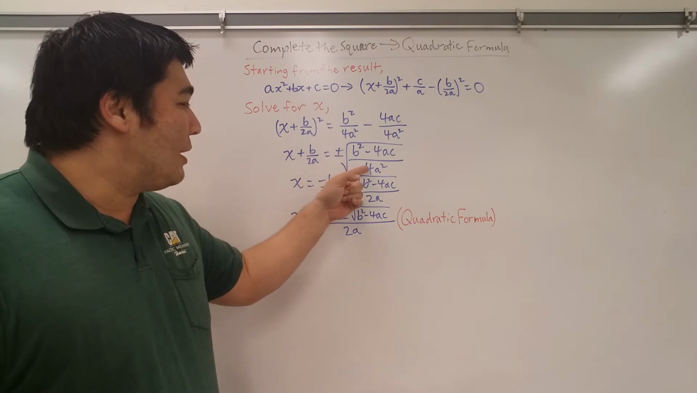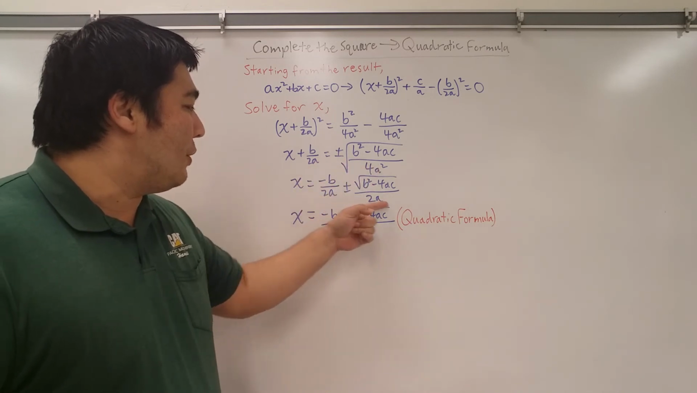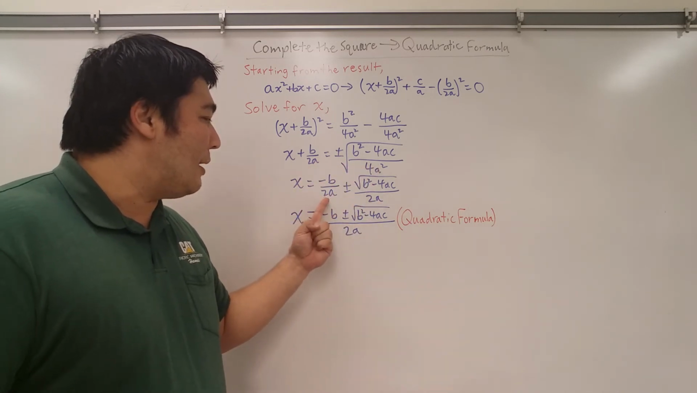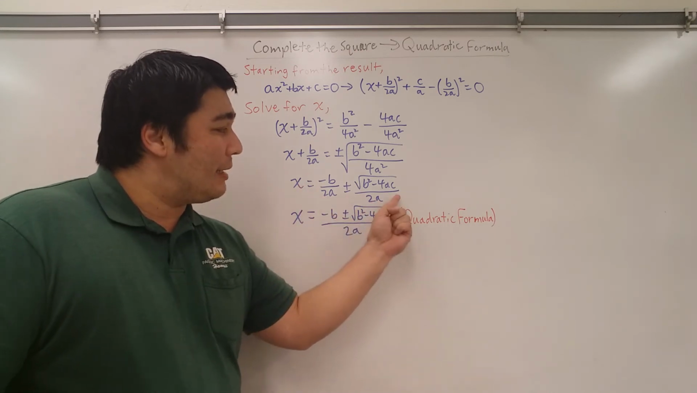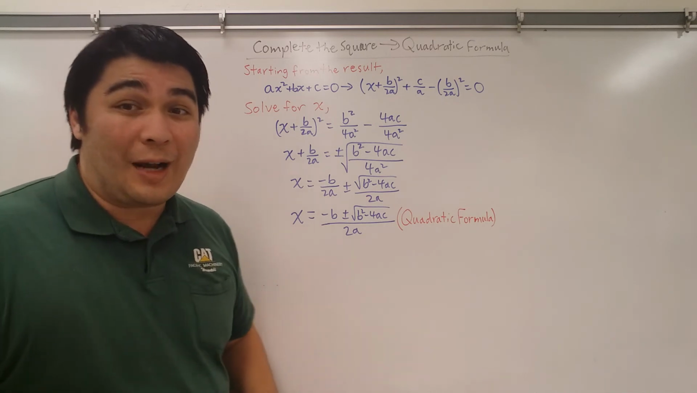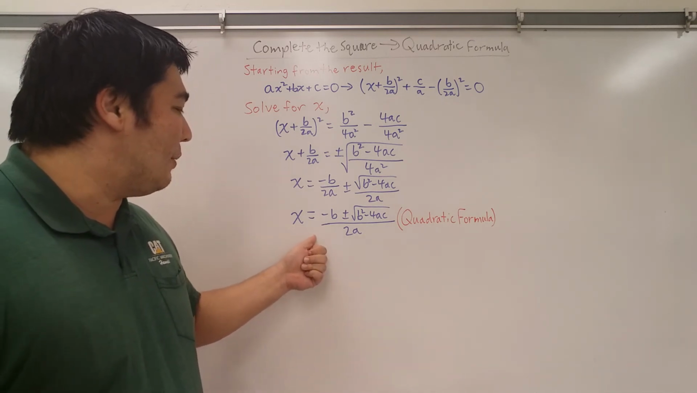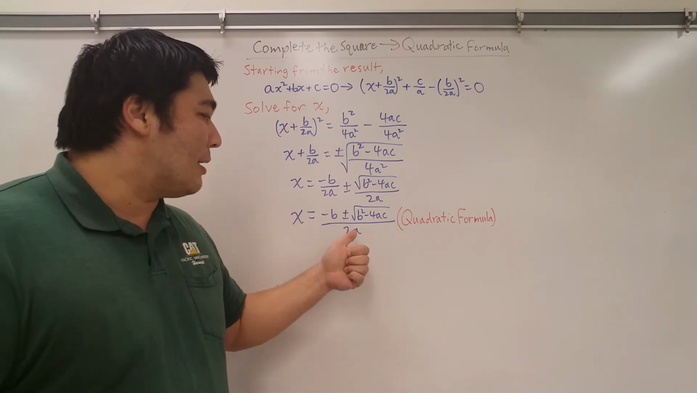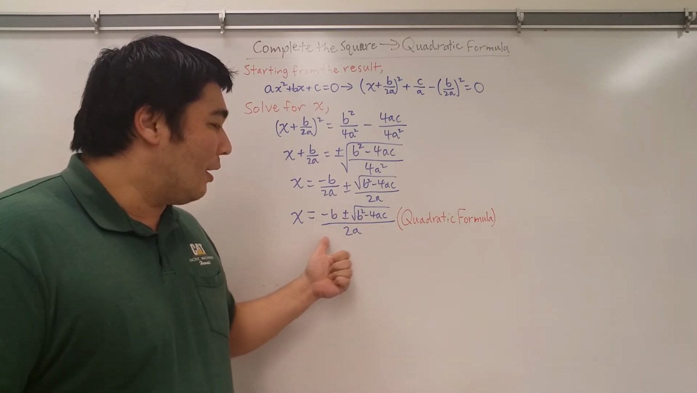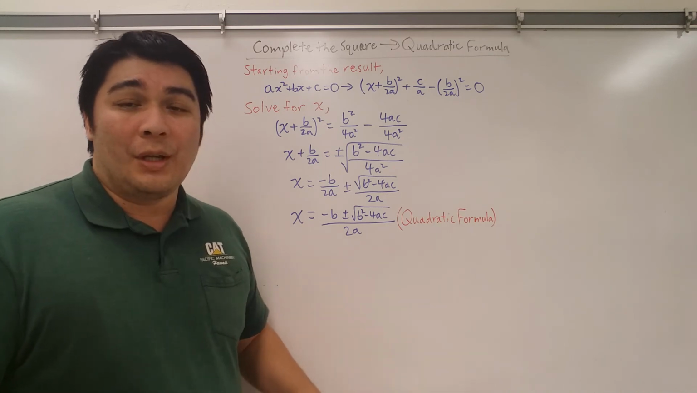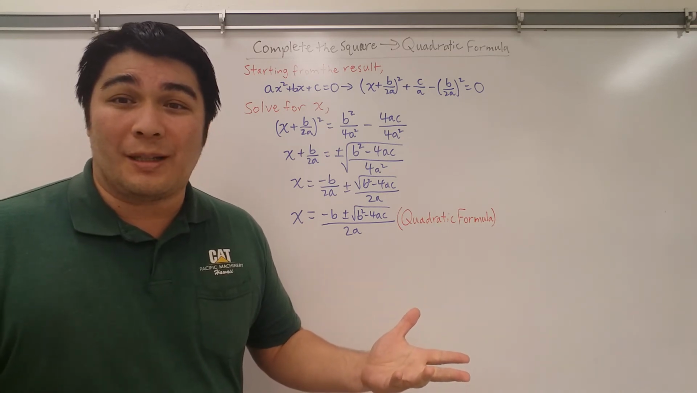So the square root of 4a squared is just 2a, and as we notice, there's a 2a in this denominator, and there's a 2a in this denominator, so I can combine them now into one single fraction, which is x being equal to negative b plus or minus the square root of b squared minus 4ac, all of that over 2a, which is exactly what the quadratic formula is.